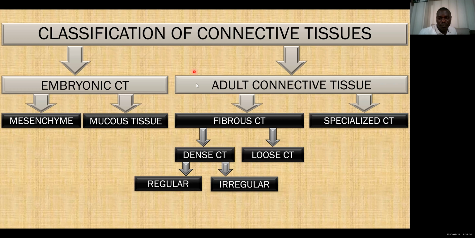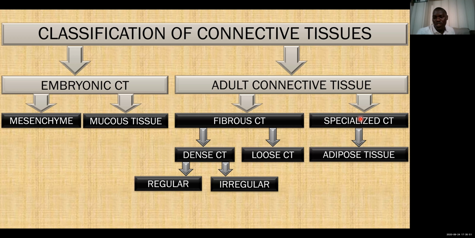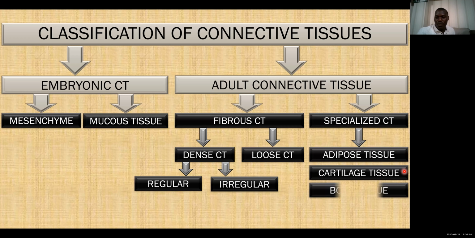So, we are done with fibrous connective tissues. Now let's talk about this column here. Adult connective tissues can be grouped into fibrous connective tissues and specialized connective tissues. When we talk of specialized connective tissues, we mean adipose tissue, cartilage tissue, bone tissue. There are two others that I'm going to mention later, but I want us to discuss these three first: adipose, cartilage, and bone tissue.